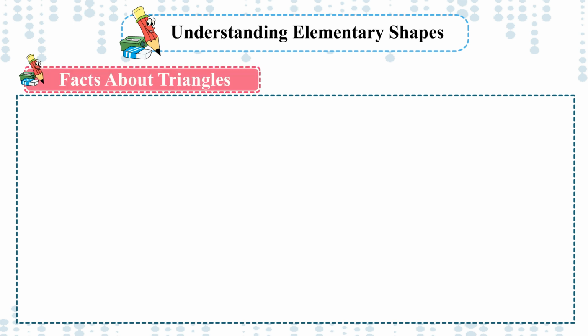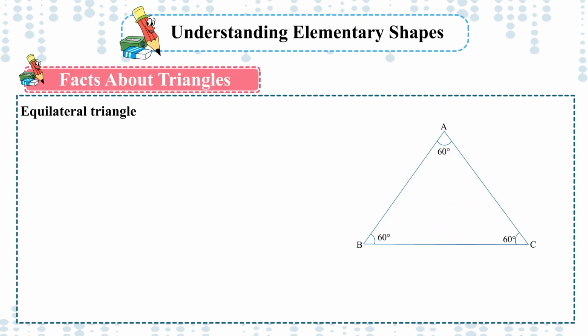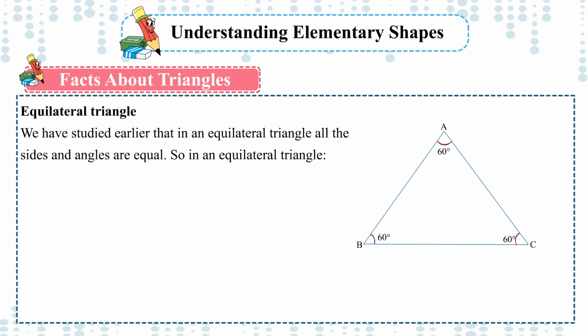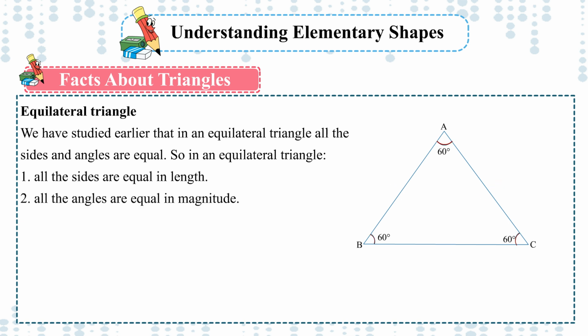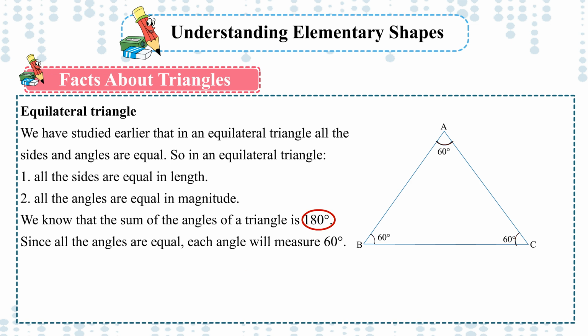Facts about triangles. Equilateral triangle. We have studied earlier that in an equilateral triangle all the sides and angles are equal. So in an equilateral triangle, 1. All the sides are equal in length. 2. All the angles are equal in magnitude. We know that the sum of the angles of a triangle is 180 degrees. Since all the angles are equal, each angle will measure 60 degrees.